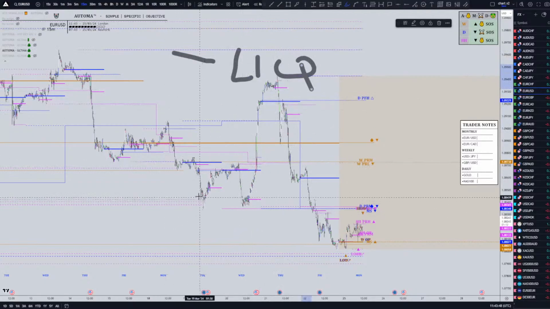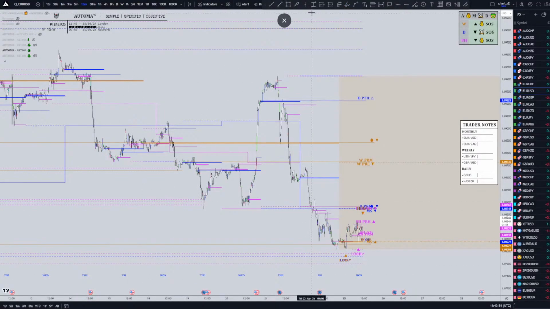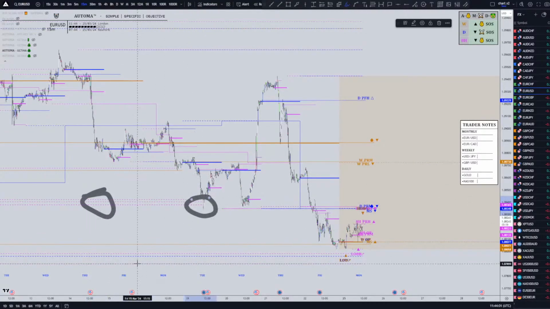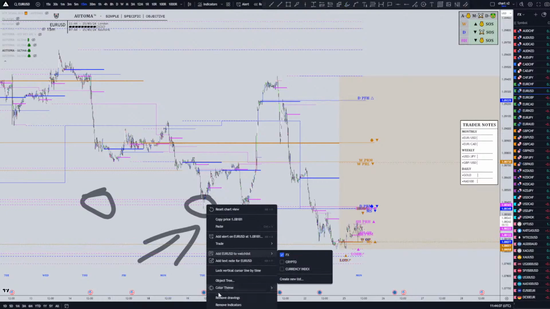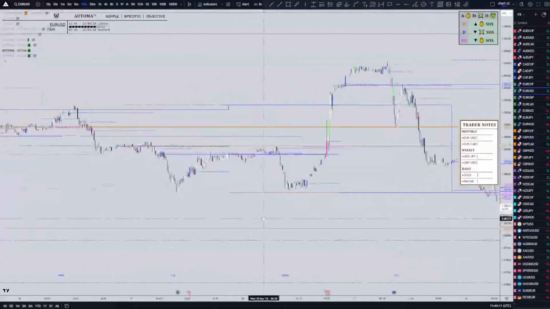So if you can map where the liquidity cluster is, where the liquidity pool is, and recognize it, you instantly know what to anticipate, right? Then you're just waiting for what? For your trigger bar, right? You're just waiting for your trigger bar. That's it, and then you execute.